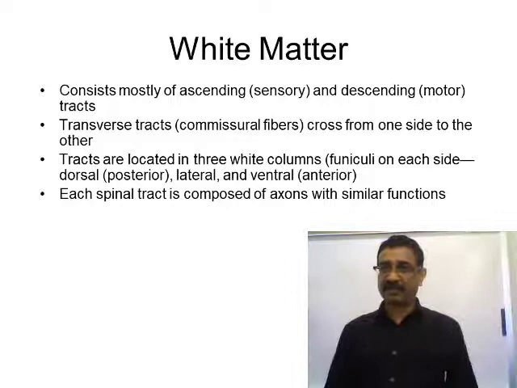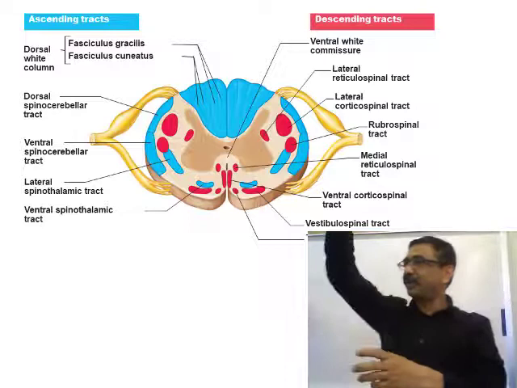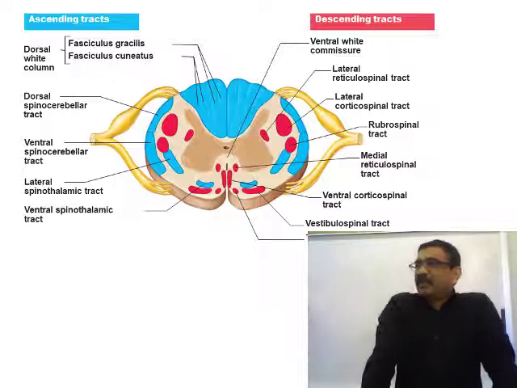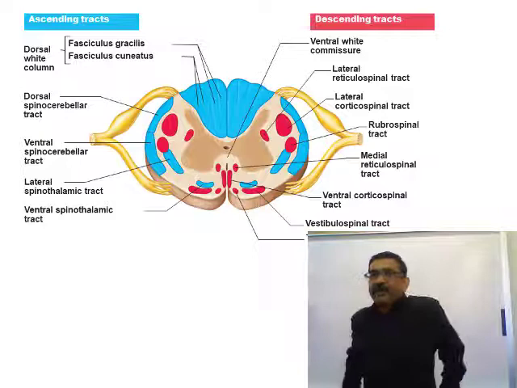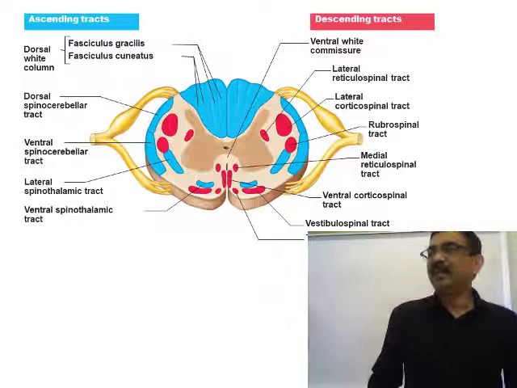And two types of tracts are present, you must remember, ascending and descending. Ascending are what kind of tracts? Sensory or motor? Sensory. And descending are motor. So that's why you see two different colors here. They have shown sensory or ascending and motor or descending tracts. Ascending tracts are shown by blue color, and descending or motor by red. First we'll talk about few ascending tracts, then few motor tracts.